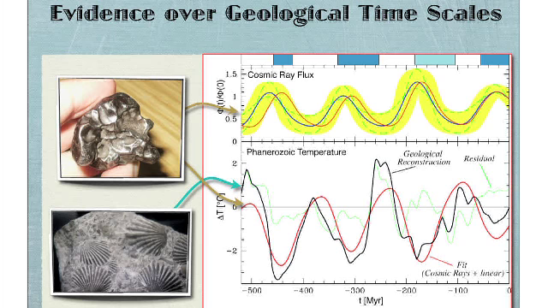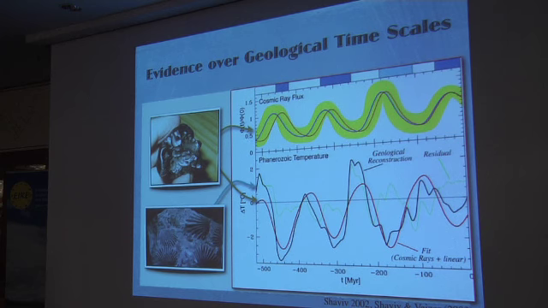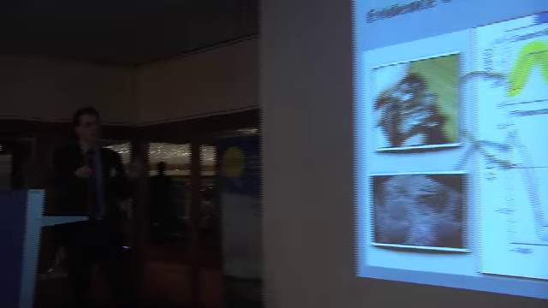And when you do that, you see that the cosmic ray flux is varying in sync with the temperature that you see on Earth, temperature which was reconstructed by Professor Veizer's group. So you see that on very long timescales, the cosmic ray flux induces large variations in the climate on Earth.